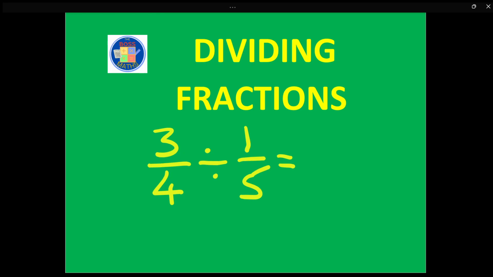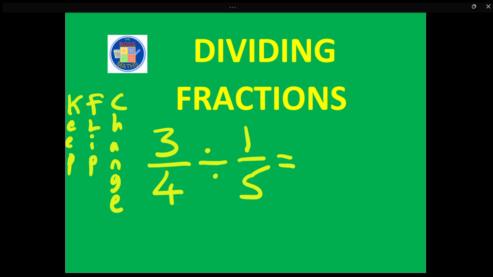There are other methods of looking at dividing fractions, and one of them is something I'd like to introduce you to today. It's called KFC. KFC is translated here into keep, flip, change. Let's see how this works.